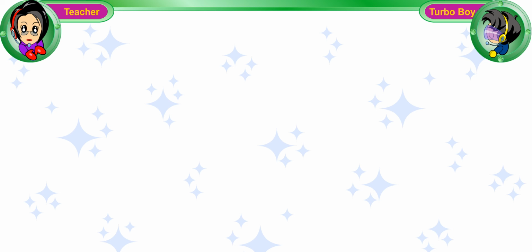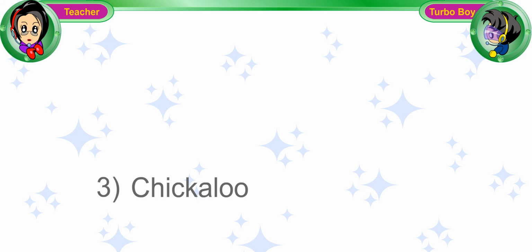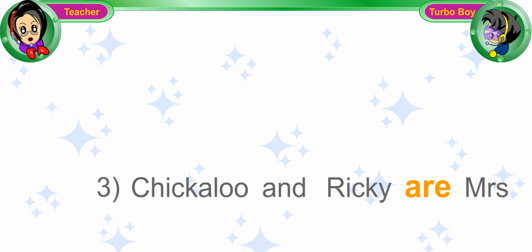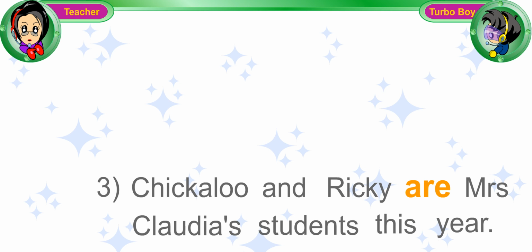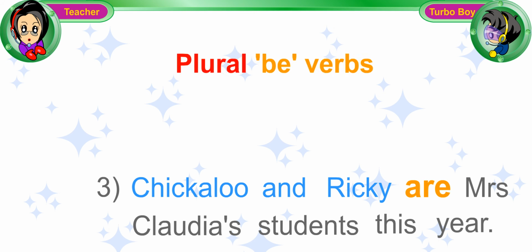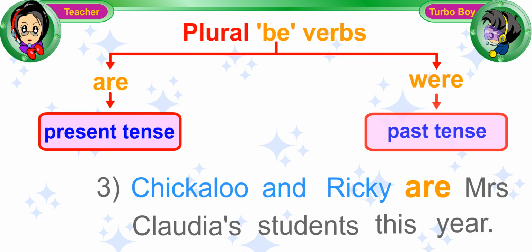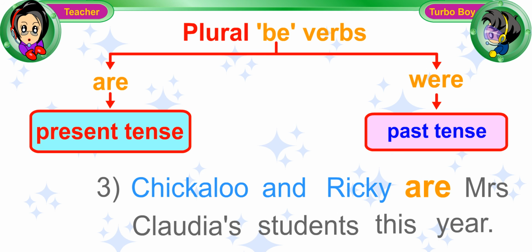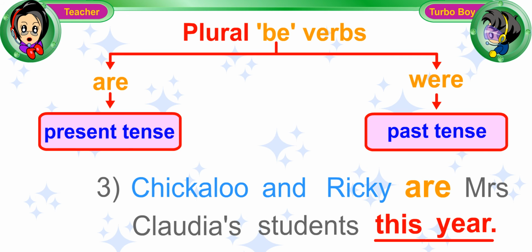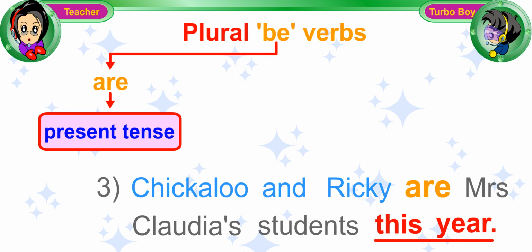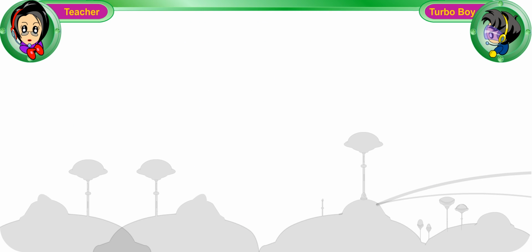Look at this example. 3. Chickaloo and Ricky are Mrs. Claudia's students this year. Chickaloo and Ricky refers to 2 animals, so we must use the plural be verbs are or were. We know that the sentence is in the present tense because of the words this year. So we use are.